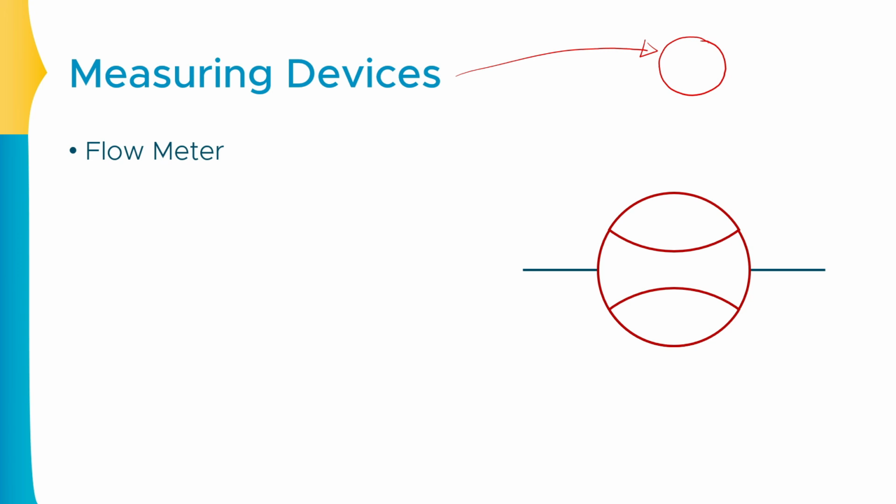The very first type of measuring device is the flow meter. To indicate the flow meter, you need to add two curvatures in this specific path. This is the path of the flow, and if you add these two curvatures in the circle, it shows the flow meter. It will measure the flow.